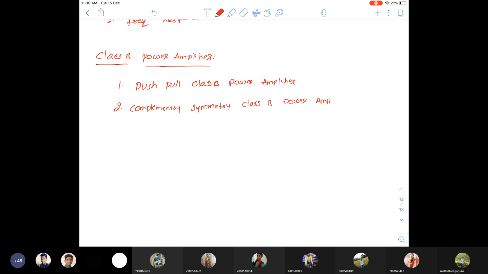Okay, so push pull amplifier and class B complementary symmetry. Based on the selection of the transistor, when both the transistors are of the same type, either NPN or PNP, then the circuit is called push pull. In the push pull class B, both the transistors should be the same type, either NPN or PNP.